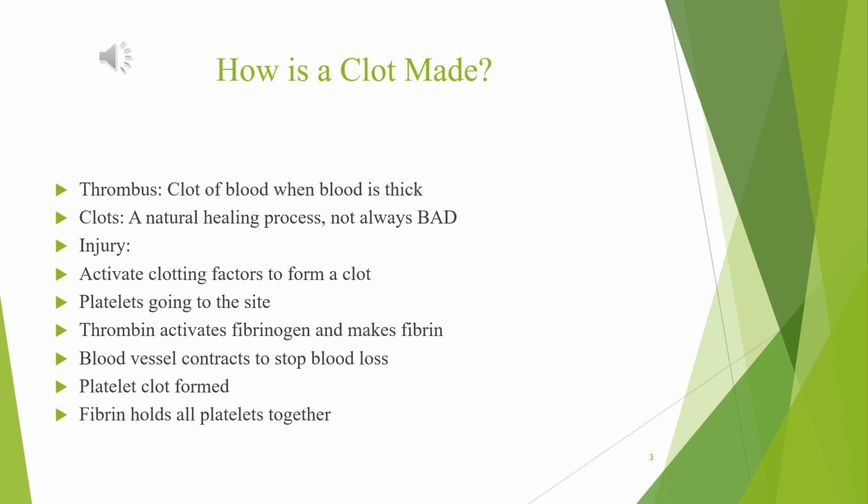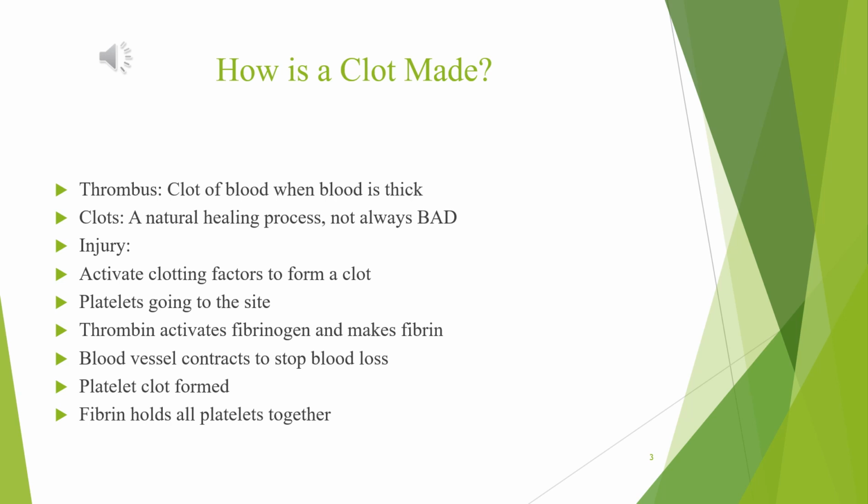So let's review how a clot is made. So what is a thrombus? A thrombus is a clot of blood when blood is thick. Clotting is a natural healing process, and it's not always bad because we want our blood to clot and stop the bleeding. However, in some conditions, we don't want our blood to clot that easily because we have a risk of throwing a thrombus, getting like a DVT or a PE.